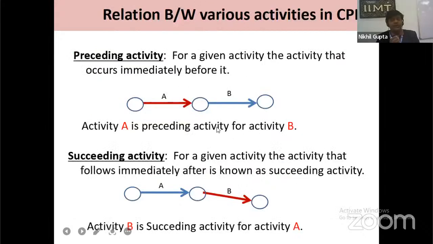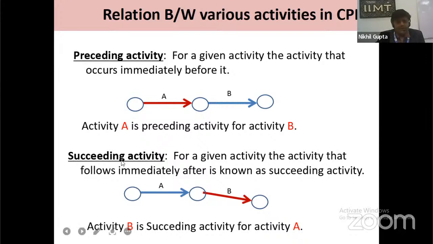Next, what is the preceding activity? For a given activity, the activity that occurs immediately before is known as the preceding activity. Here there are two activities, activity A and activity B. For activity B, activity A is always the preceding activity.